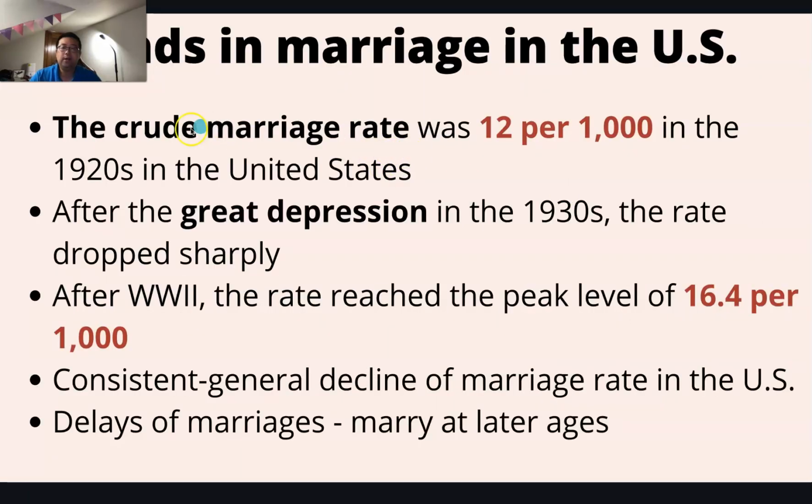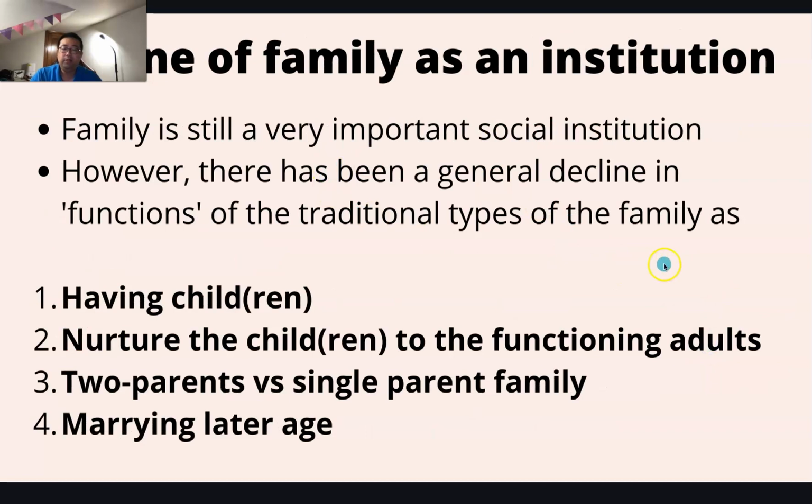So, the decline of the family. In the statistics, the crude marriage rate a long time ago was 12 per 1,000, which means 12 people in 1,000 in the United States were married at that point in time. After the Great Depression, the marriage rate declined. After World War II, in the baby boom period, the marriage rate was much higher than before. But then we have very similar levels of marriage, which never increased much higher than those rates. The decline of the family means that the main functions of the family are declining: having children, nurturing the children, the two-parent family, and marriage at the regular age.